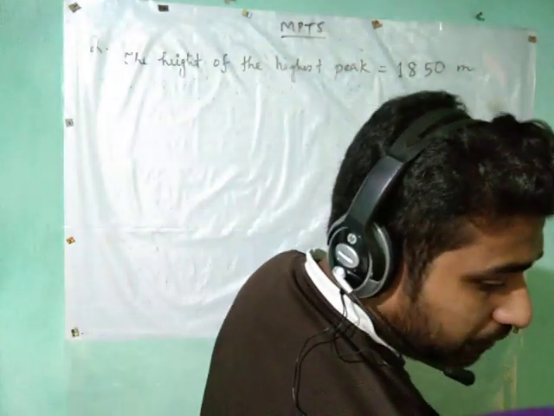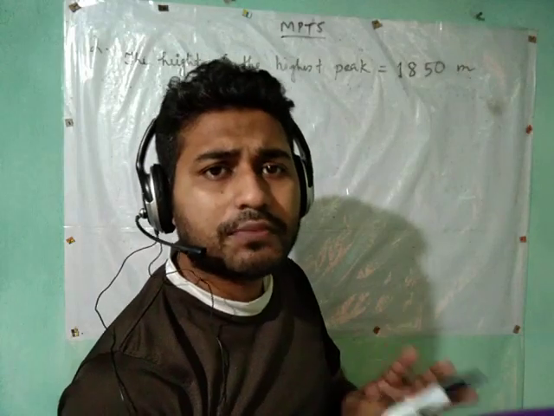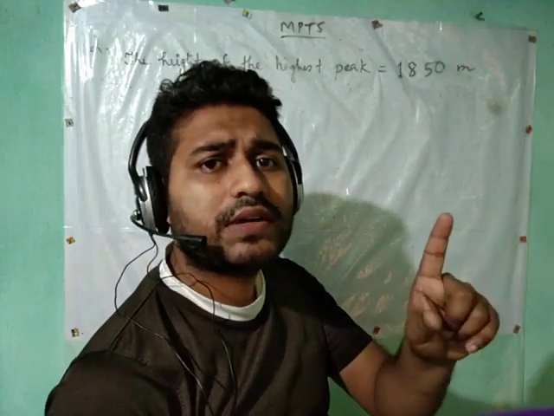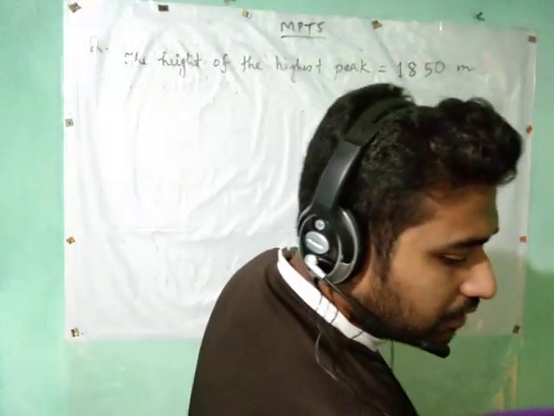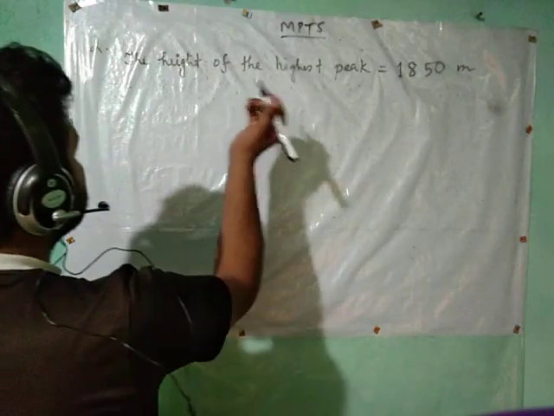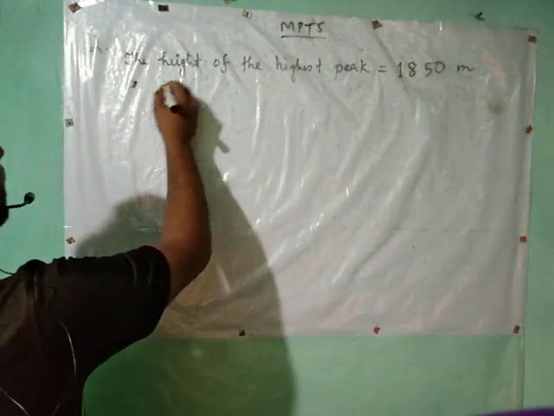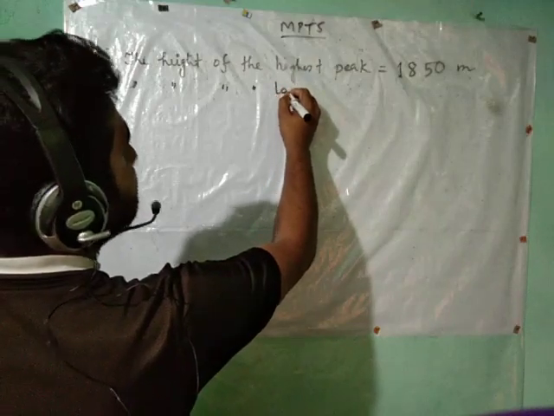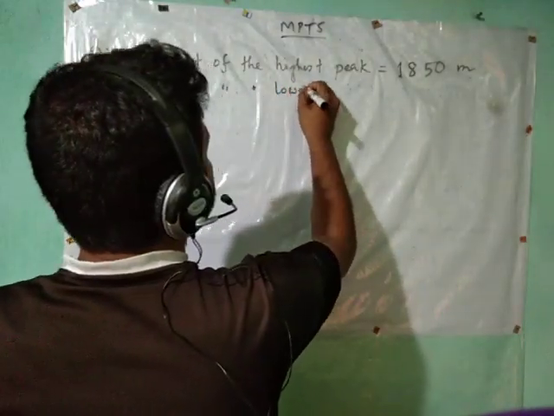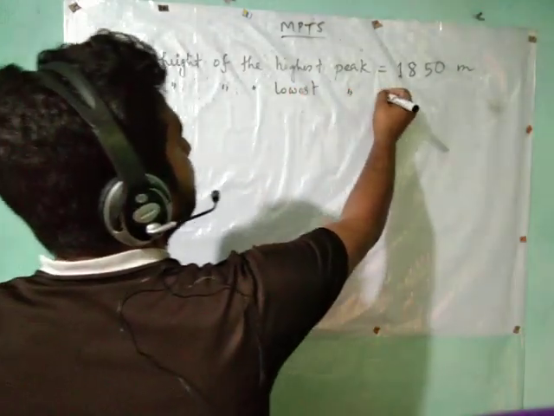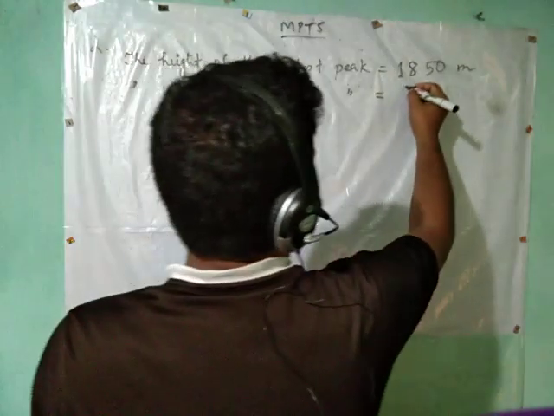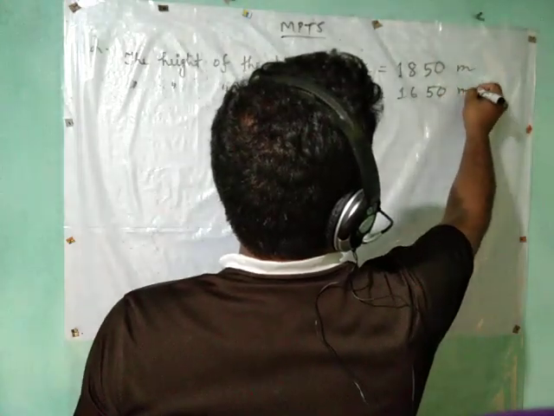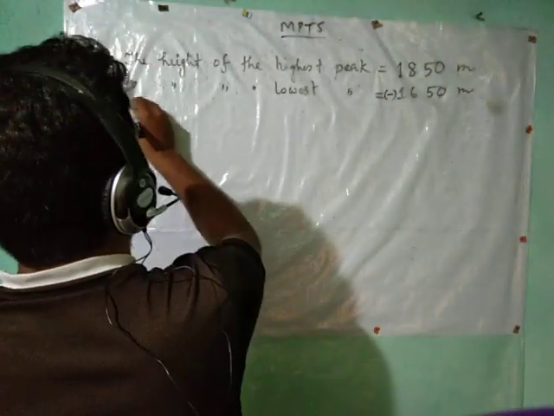Now you have to find the difference. Difference means what? I have already told that the word difference means minus. That means the result of subtraction is known as difference. After subtraction only you will get the result, right? Now the height of the lowest peak will be how much? Look at the figure. 1650 meter is the lowest. So you have to subtract because you need the difference.